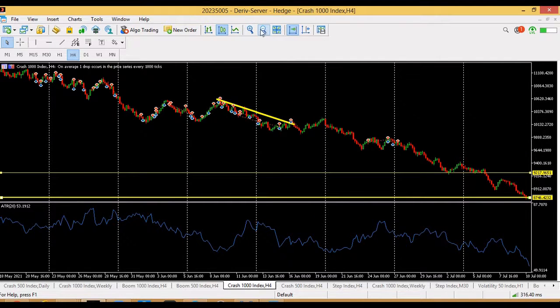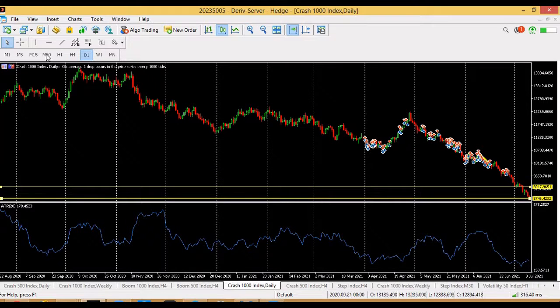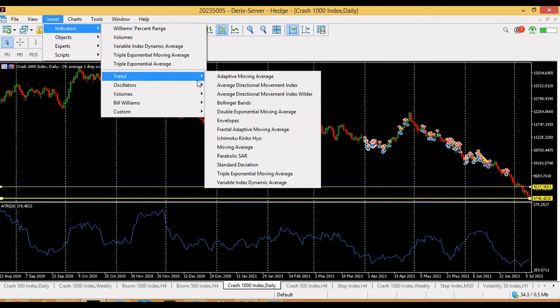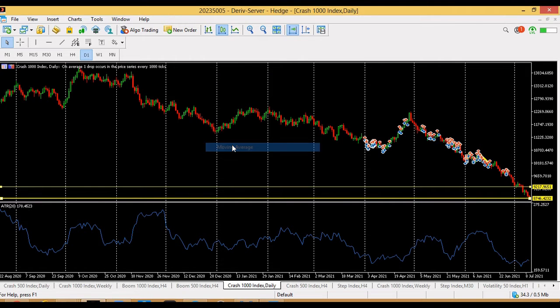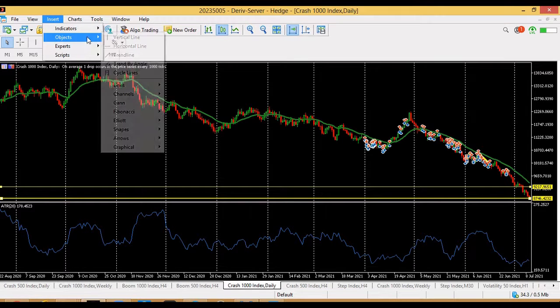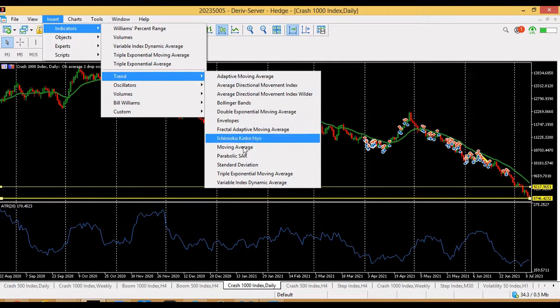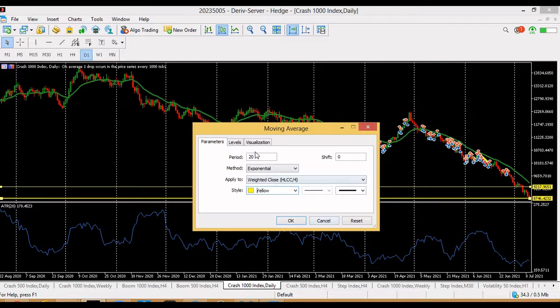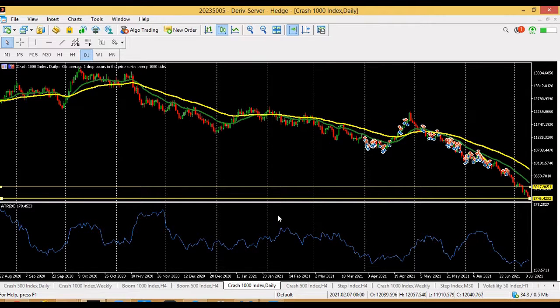Let me get a good point, because I want to make it clear. Let's use moving averages, 20 and 50. Let's make the moving average green, then insert another moving average, 50, making it yellow. TEMA. So look at it now.